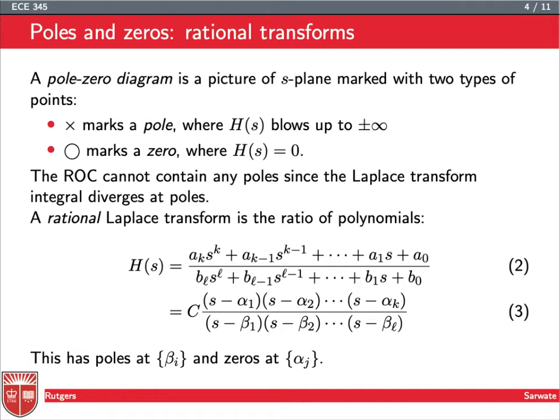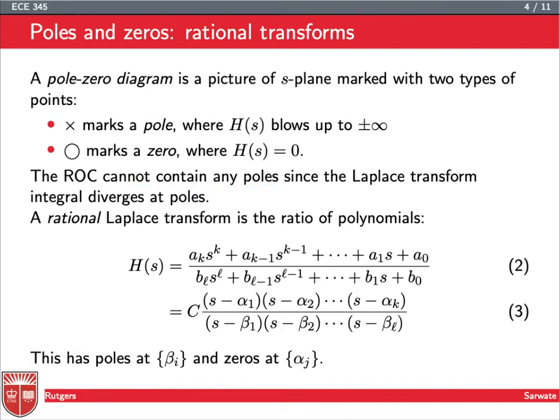So the ROC cannot contain any poles because, notice, ROC means region of convergence. If H of s blows up to infinity, it's diverging, which means the integral is diverging. Therefore, the ROC cannot contain any poles, since the Laplace transform integral diverges.